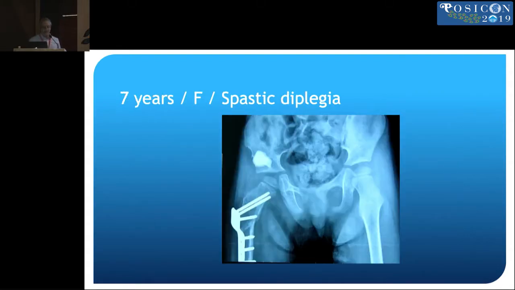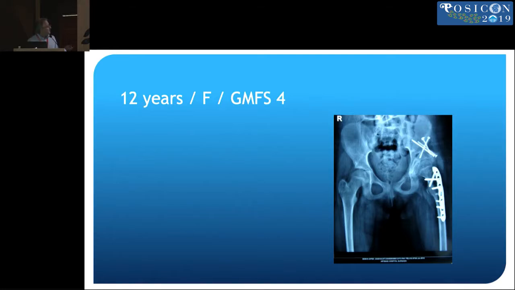Here is another one, same thing, a little more elegant fixation, and this is a follow-up of 1.5 years. And similarly, an older child, GMFCS level 4 now, and this is a 3-year follow-up in which we have done a Bernese here and a derotation and a plate fixation there with some degree of varus built in.